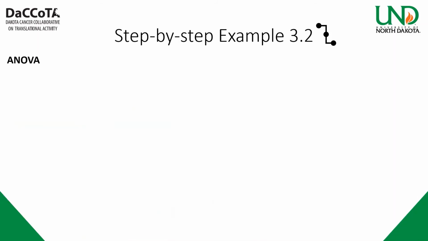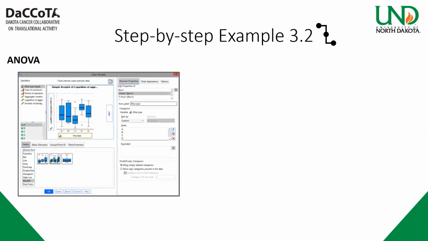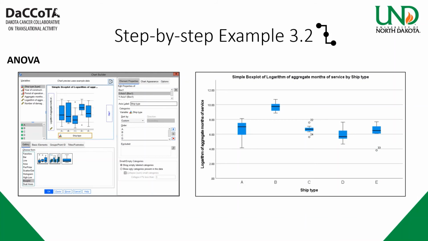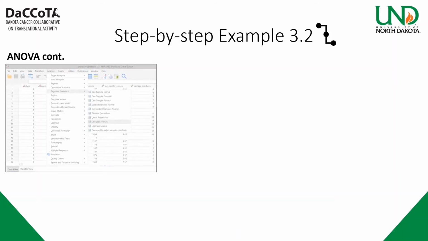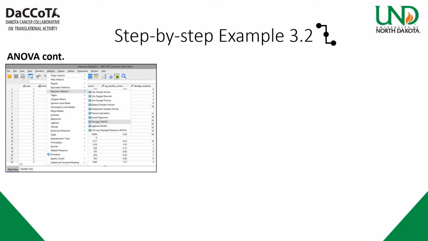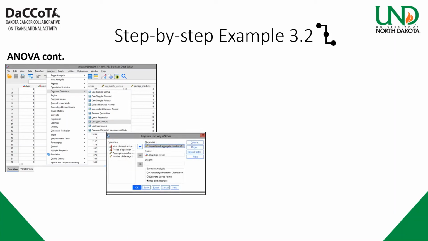Turning to ANOVA here, we can plot this again using our chart builder, and this time excluding none of them, to look at all the ship types A, B, C, D, and E. Looks like these might not be different from each other or even A, but let's do a test to figure that out. We use Bayesian Statistics here, One-way ANOVA. Again, we'll need to add dependent, that's our logarithm of aggregate months, and then our factors can be ship type. And again, we want to use both methods.